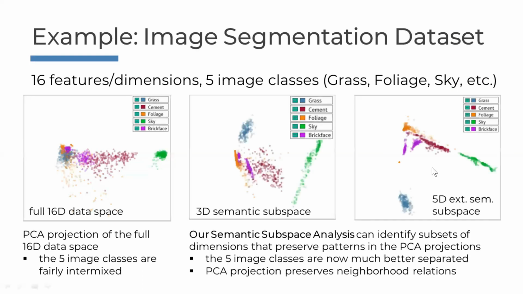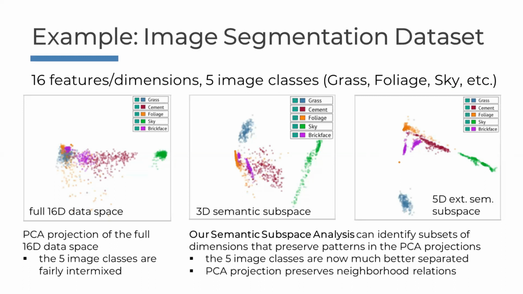But if you use our algorithm, which is the semantic subspace analyzer, you can reduce the number of dimensions and then project the data only onto that subset of dimensions. And what you can see here, a 3-dimensional semantic subspace, for example in the middle, has these classes really nicely isolated now, right? Before they were not, but now they are. You can really make out the grass, the cement, the foliage from one another.